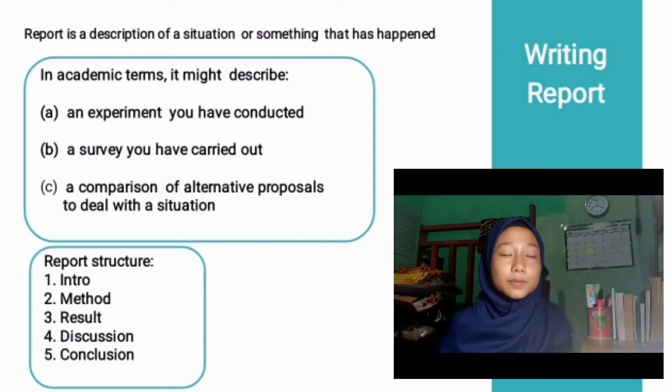The second is method. In this part, you have to explain how you did the research. And the third is result. In this part, you have to explain what you discovered in your research. And then discussion. And then the last is conclusion.